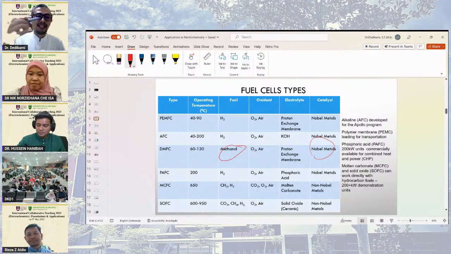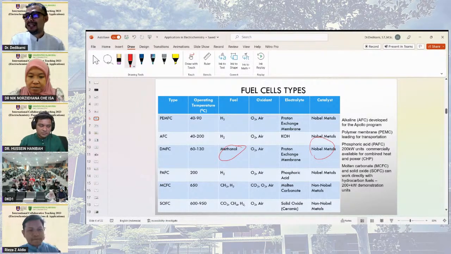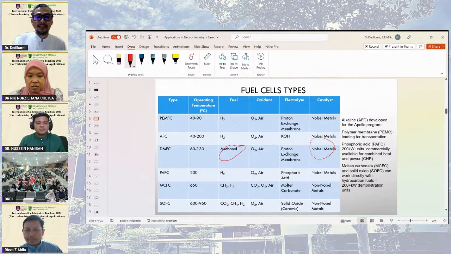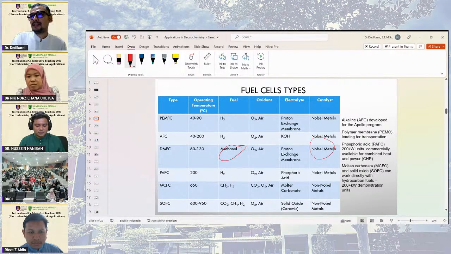Okay, the last two don't need noble metals, but they need high temperature fuel cells, 600 to 950 operating temperature, and need more fuels like methane, carbon dioxide, hydrogen as the fuel, and oxygen or air as oxidant. The electrolyte is molten carbonate, or solid oxide ceramic metal composite. Now, no need for noble metal, but need the high temperature.